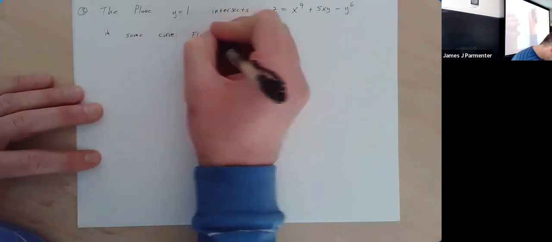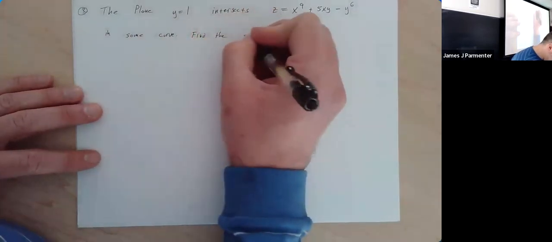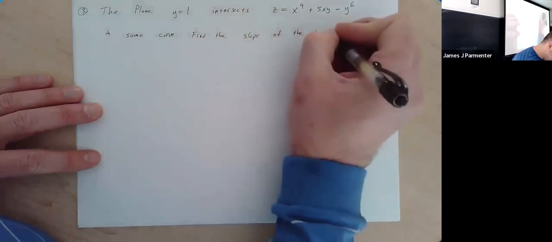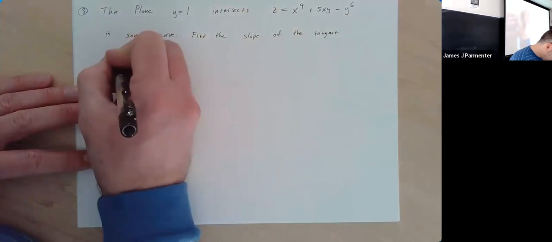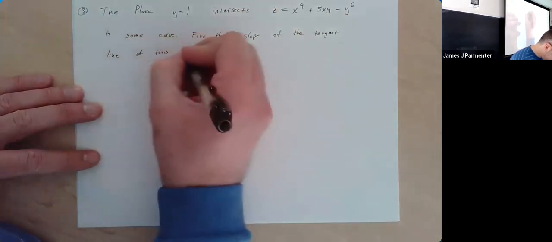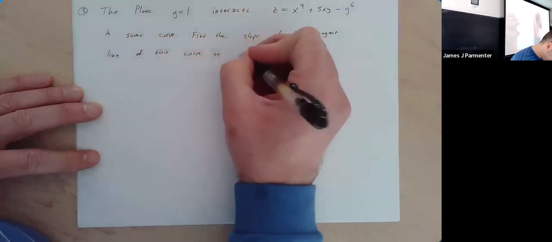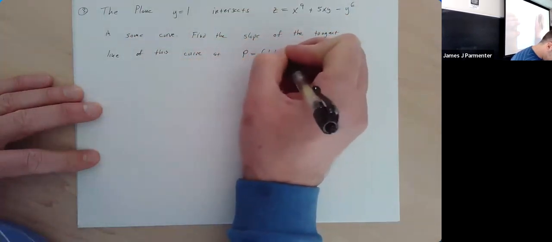Find the slope of the tangent line of this curve at the point P equal to 1, 1, 5.